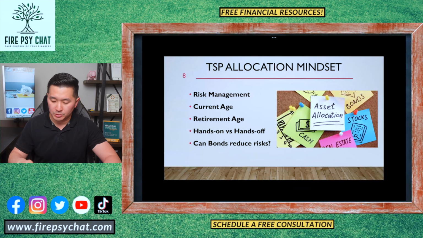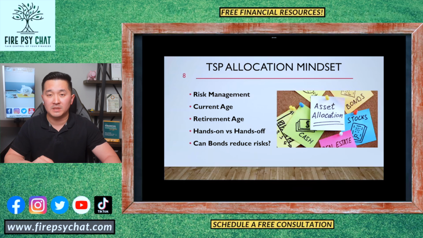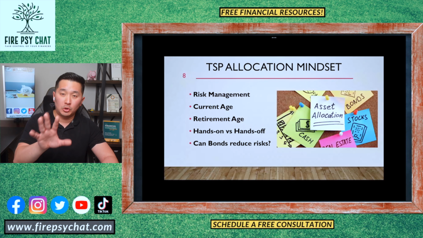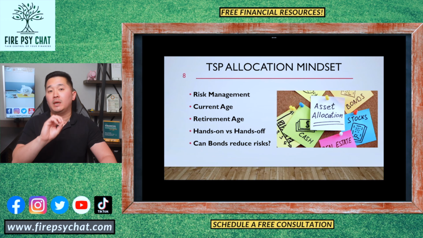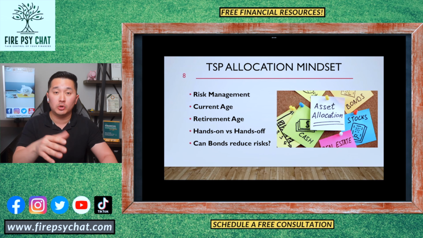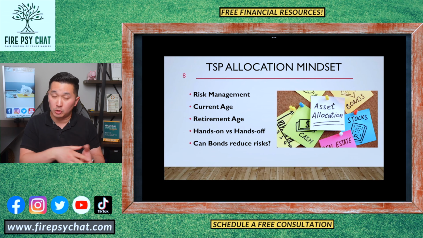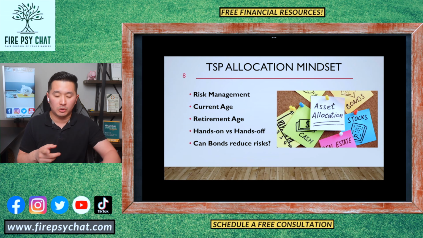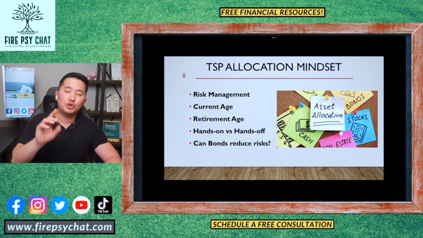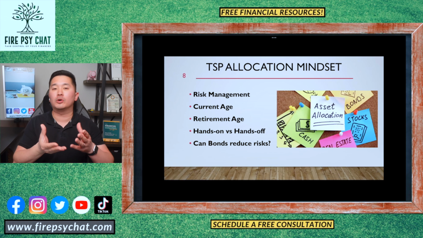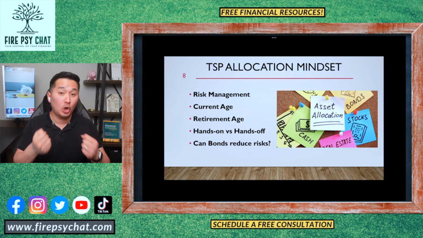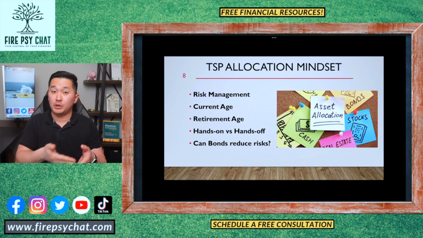So before you choose your TSP individual funds, you need to first assess your overall risk scale. What's your current age and retirement age? Are you close to your retirement? Are you more risk averse or risk tolerant when it comes to investing? And do you prefer to just invest and forget the TSP so that you can be hands off, or do you prefer to be more hands on with how you want your money invested?